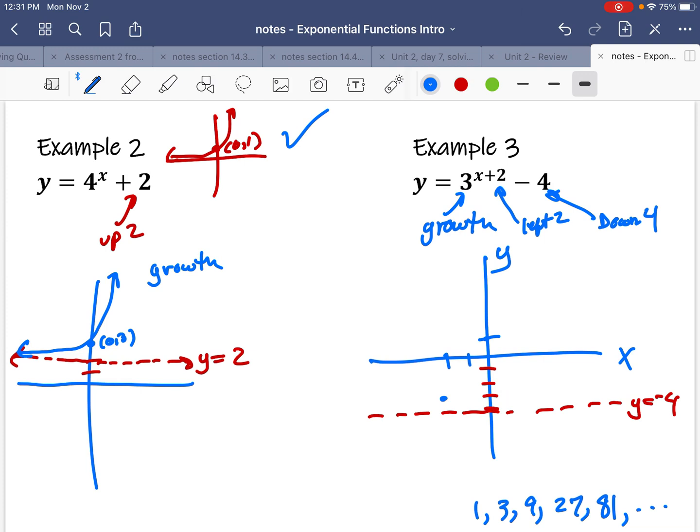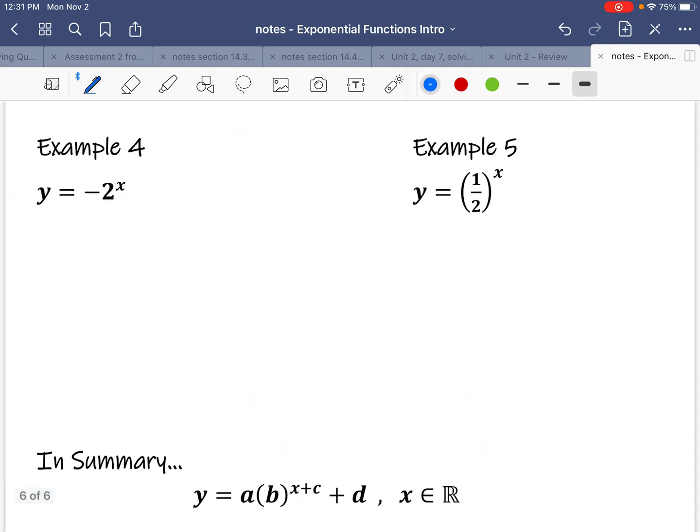All right, and so then I have my graph going up like that. All right, and you can also type these things into Desmos to see a much clearer picture of these. All right, last couple things here. So let's do a couple, and this one has a reflection to it.